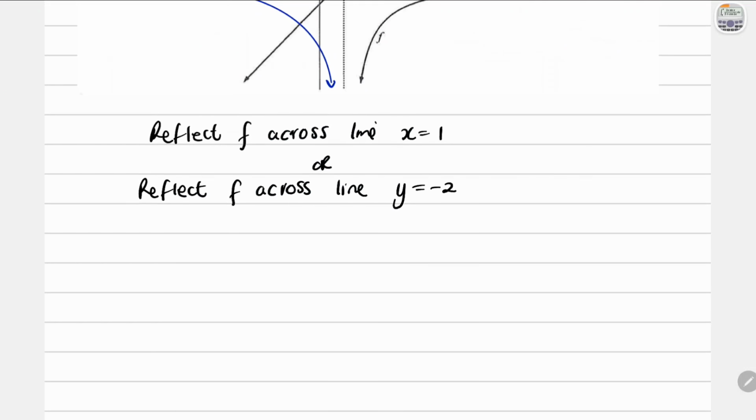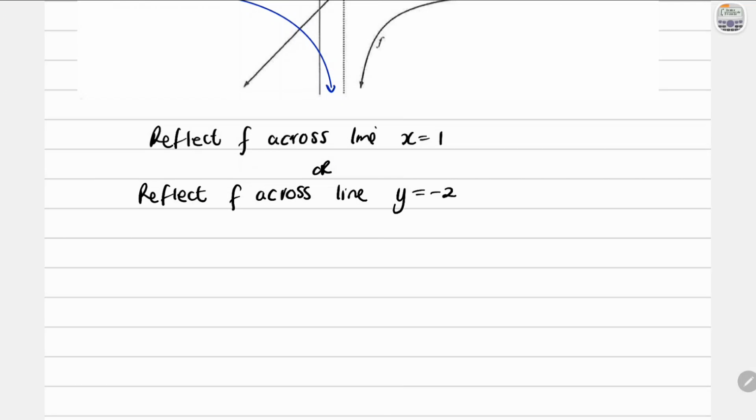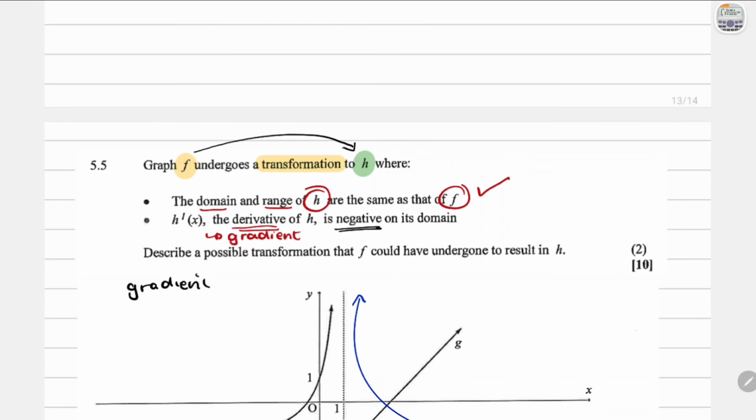So those are your two answers. You can use either that or that and it should be fine. Okay, so that's an extended explanation.